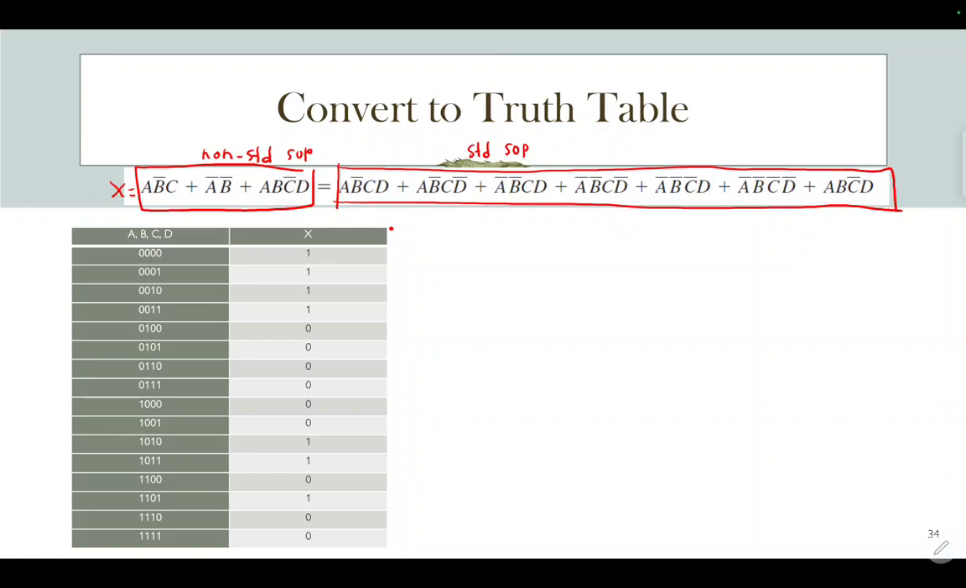Since you have A, B, C, D, you will have 4-bit binary. The domain is A, B, C, D. For 4-bit binary, you can construct 0000, 0001, 0010 until 1111. So the count number is from 0, 1, 2, 3, 4, 5, 6, 7, 8, 9, 10, 11, 12, 13, 14, 15.